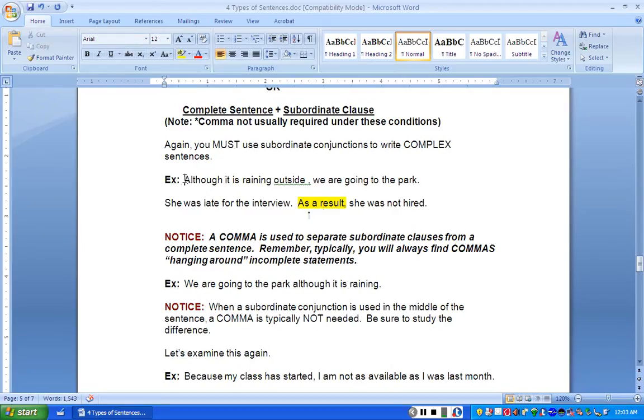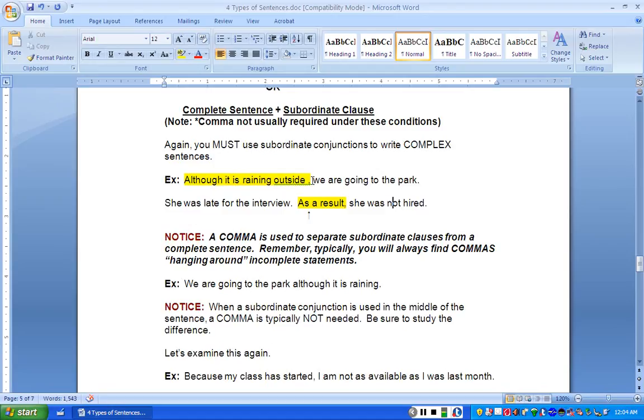And just like in this case, although it's raining outside, right? Notice it. I started without a subject. I started with a subordinate conjunction. See that? I started with an incomplete thought, which means a comma has to separate. I need to protect my sentence, guys. I can't just run an incomplete thought into my sentence because it's going to confuse my reader. So the comma is there as a buffer between those two things so you don't confuse the reader. Okay? So although it's raining outside, comma, you hear that pause?